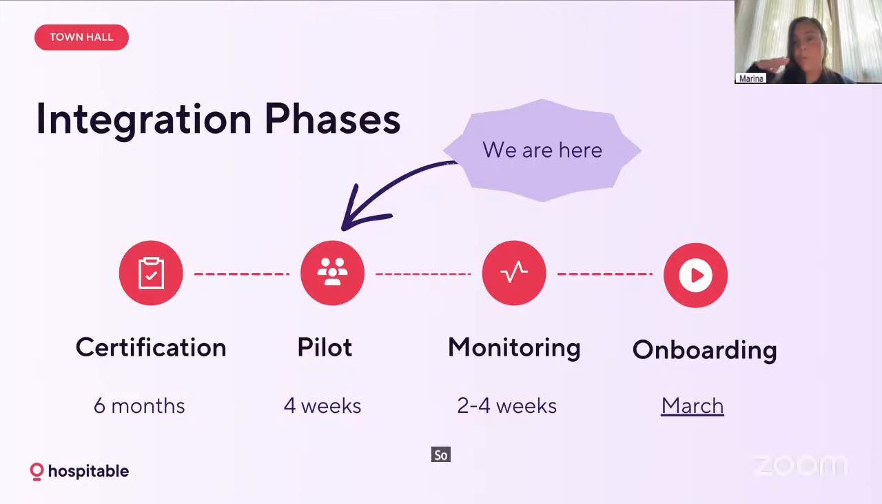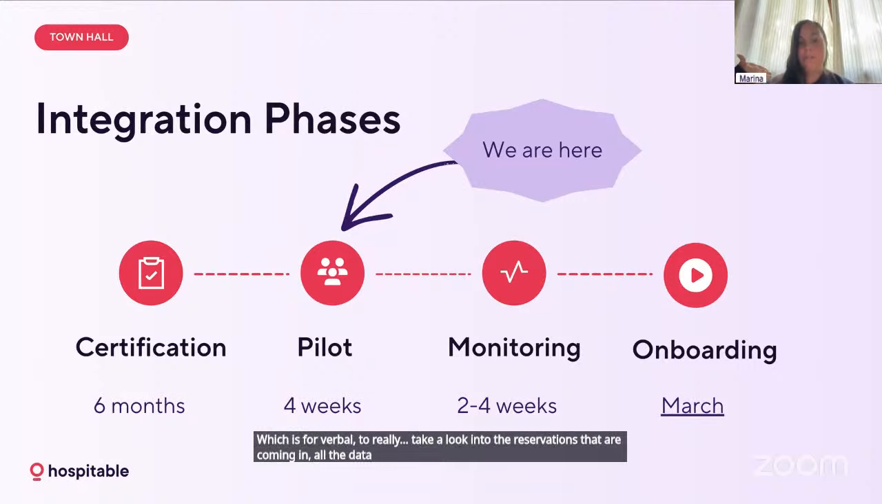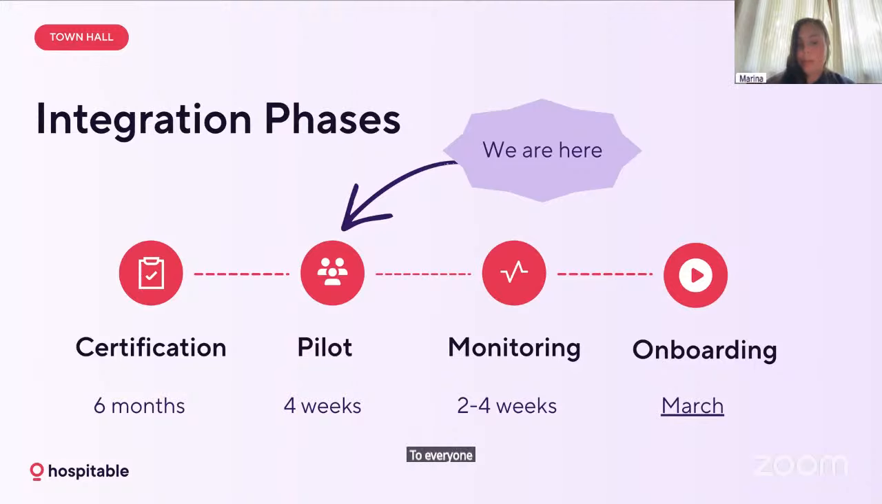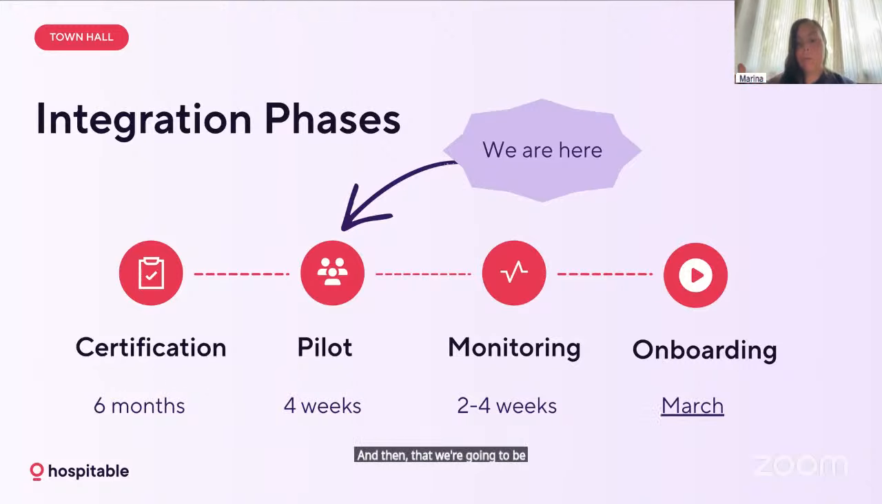Once we finish onboarding all of those, we go into the monitoring phase, which is for Vrbo to really take a look into the reservations that are coming in, all the data, and make sure that everything is syncing correctly and that we're ready to make our integration available to everyone. We're expecting the monitoring phase to take 2 to 4 weeks, and then we'll be able to start onboarding everyone starting from March.